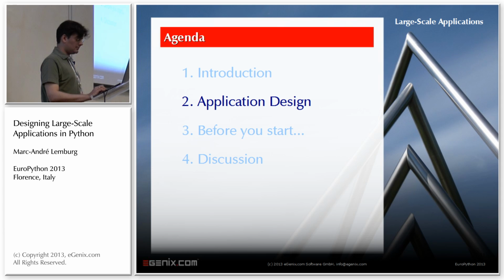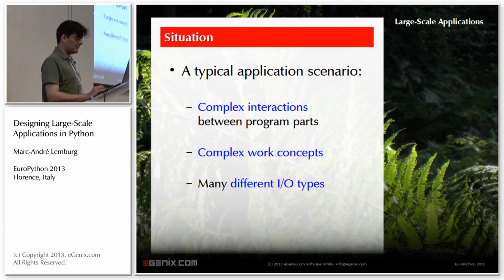That was the intro. Now for the application design. So what's a typical scenario? For a large-scale application, like the example I gave with the trading system, you usually have complex interactions between the different program parts. So basically writing down your own project in a specification would fill maybe 100 pages or so in terms of specification. So it's very complex to do.